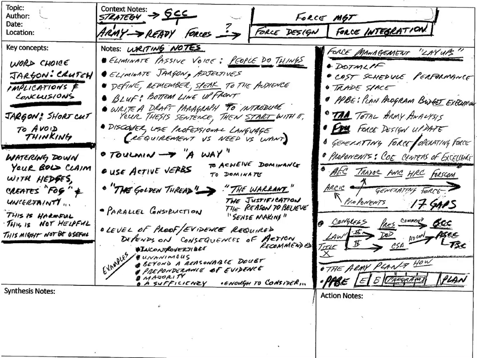So the first idea is eliminating passive voice. Remember that people do things. Things are not done by people. We want to eliminate jargon and adjectives whenever possible. Adjectives rarely give us useful information in decision briefings.